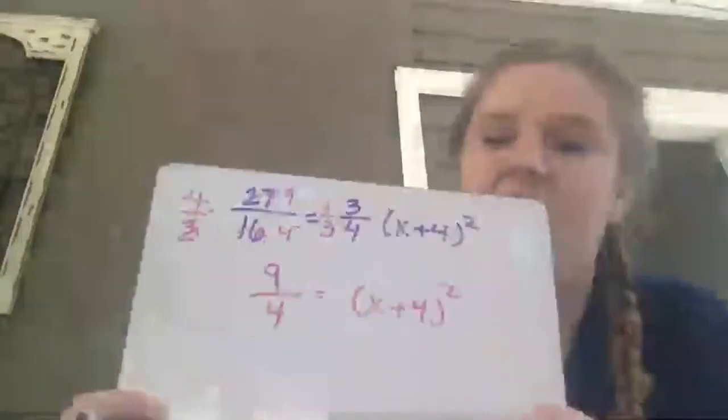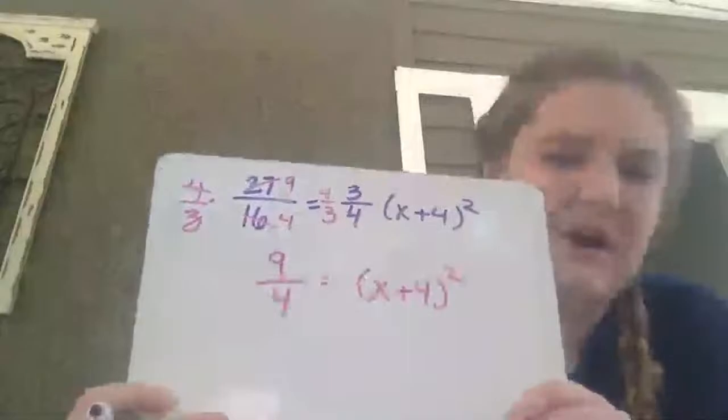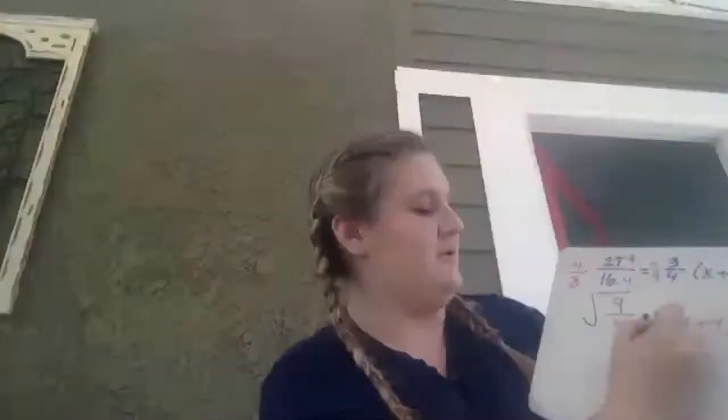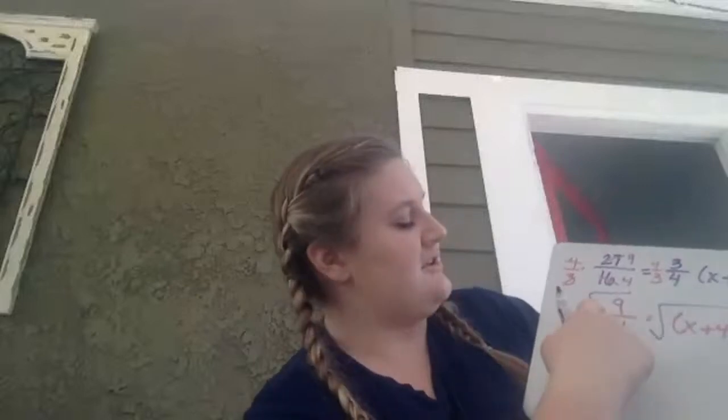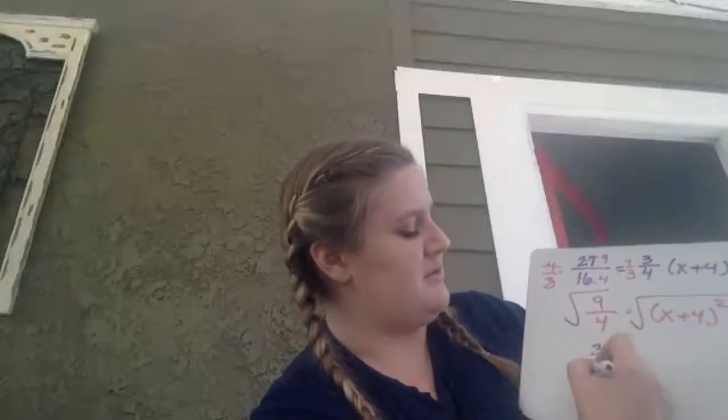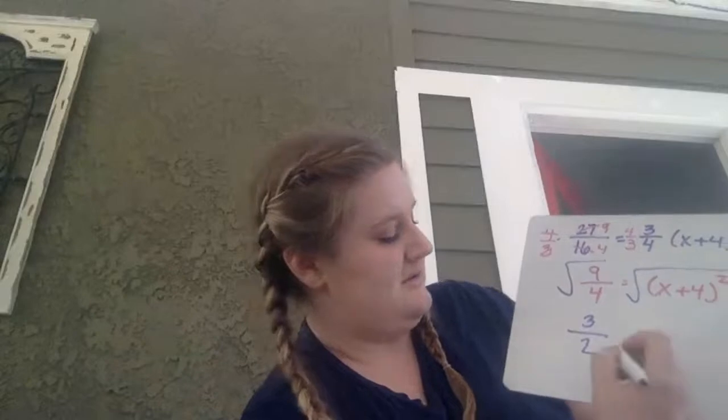Now, we're going to square root both sides, and we're very lucky because 9 and 4 are perfect squares. Square root both sides. So the square root of 9 is 3. The square root of 4 is 2.